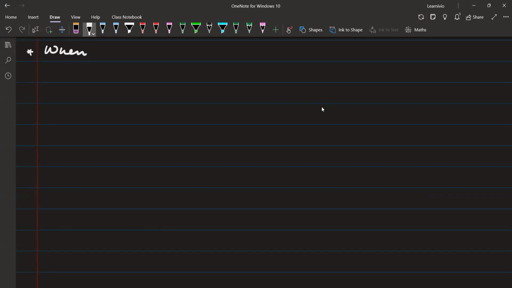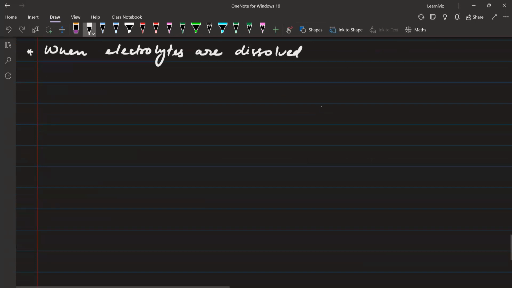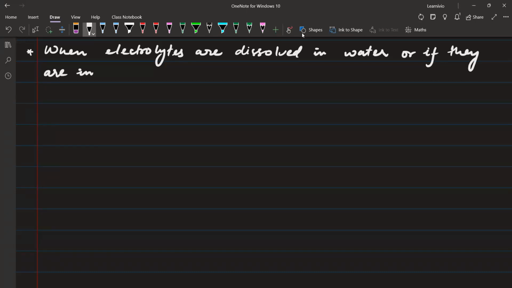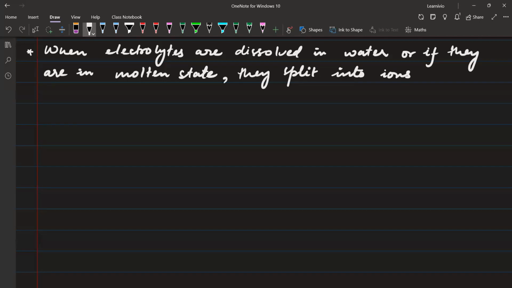When electrolytes are dissolved in water, or if they are in molten state, they split into ions. ठीक है?